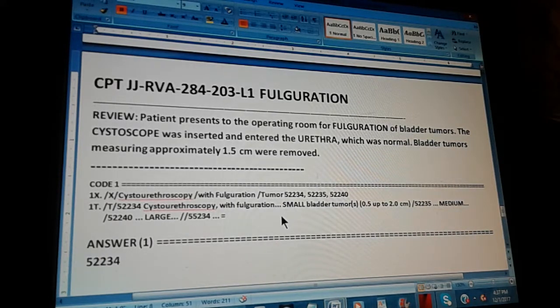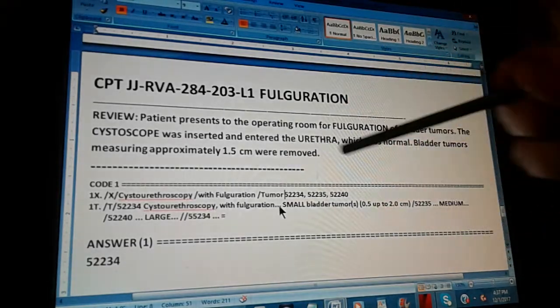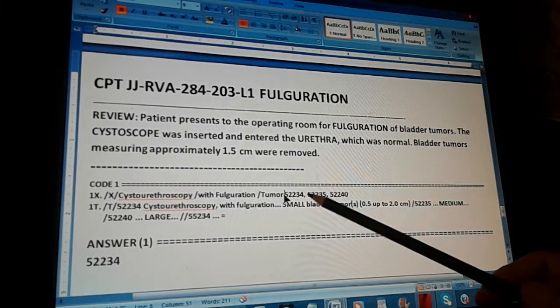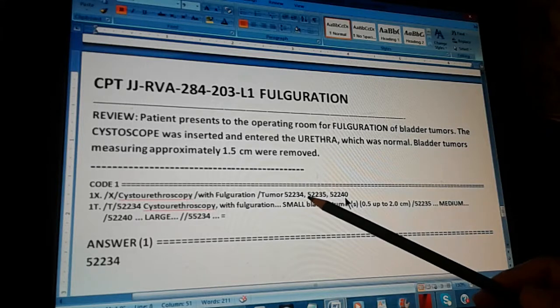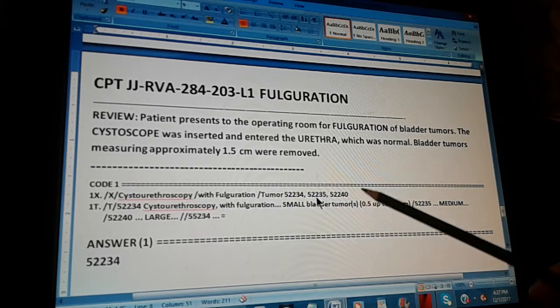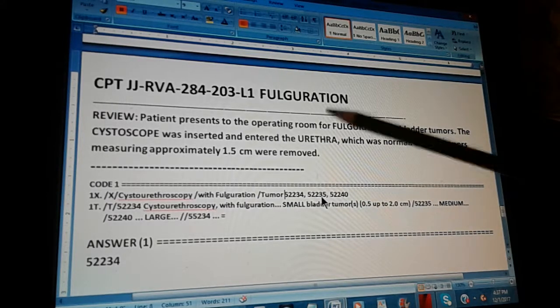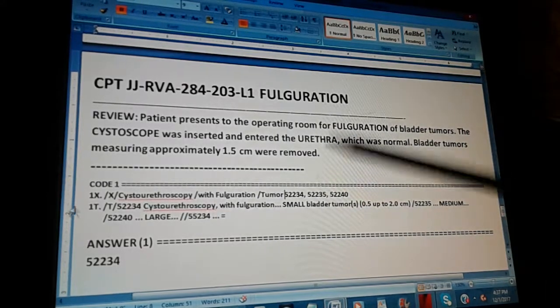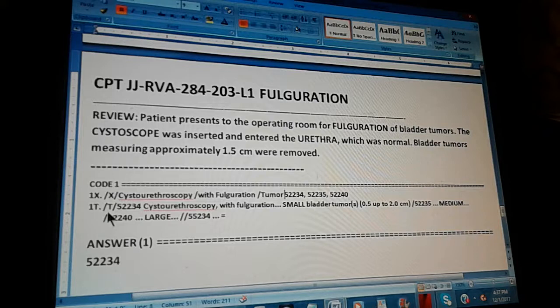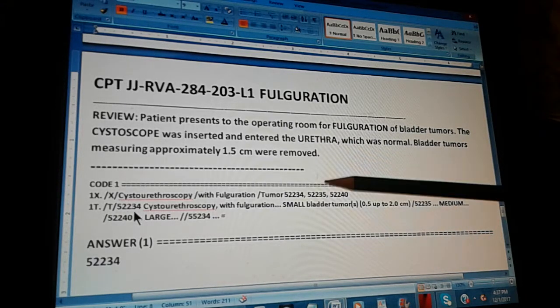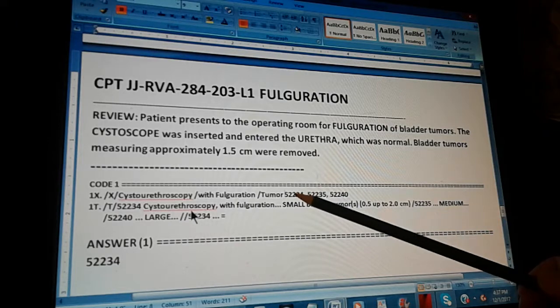Now, when you follow this sequence, you're going to find 3 codes: 52234, 52235, and 52240. Now, how do you know which is the one? You have to go to the tabular for that. So the code is found through the tabular like this. First, you go to the tabular. You start with the code 52234. You start with the first one of your list, and read what it says there.